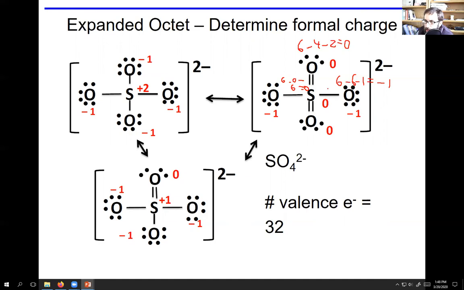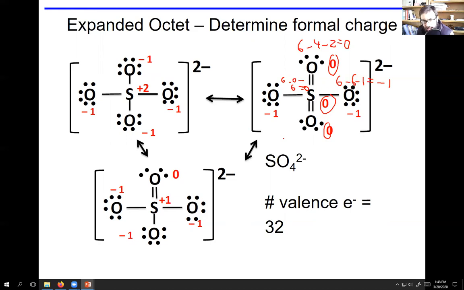But look what happens to the formal charges. More zeros. We have 3 zeros here, a 0, a 0, and a 0. And where are the negatives? The negatives are on the oxygens, the electronegative atom. That's good. So we have more zeros here.